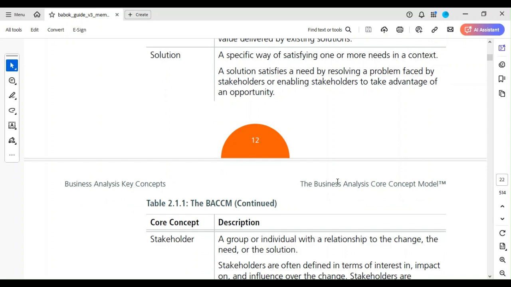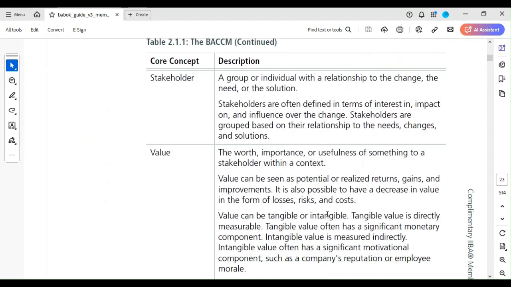A solution satisfies a need by resolving a problem faced by stakeholders or enabling stakeholders to take advantage of an opportunity. Or you wake up one day and see the need to revitalize your product, and you think we need to make changes to our product, maybe we should overhaul everything.